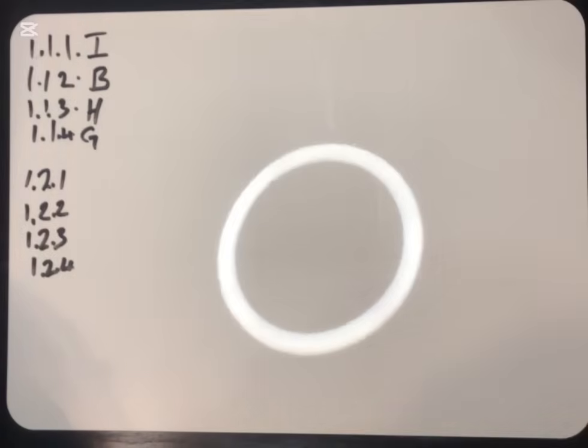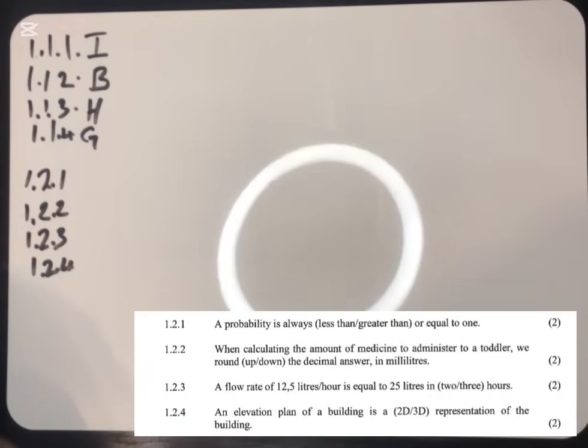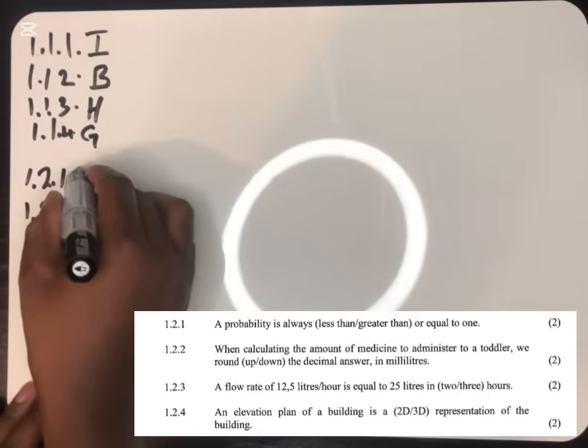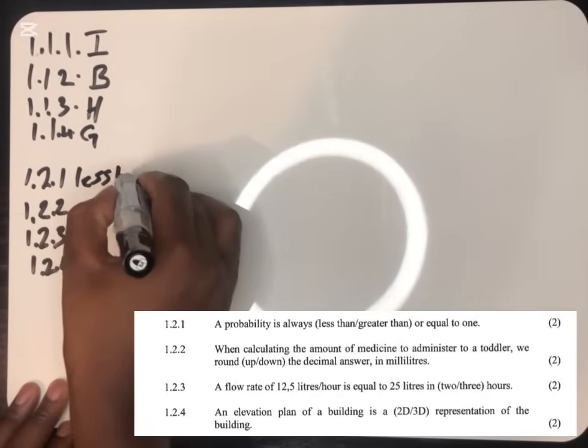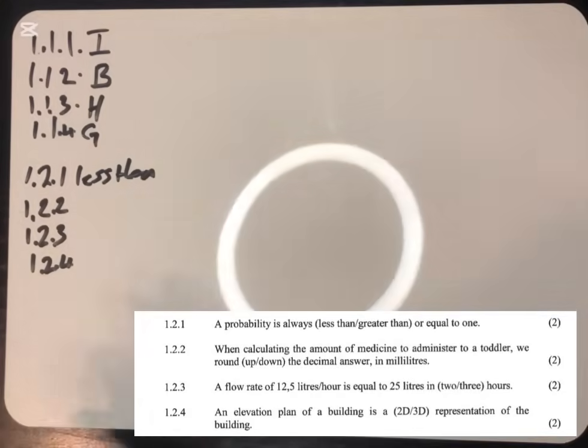So the first one, it says, a probability is always less than or greater than or equals to 1. So what is the answer? Is less than. Probability is always less than or equals to 1. So the correct answer here is less than. Moving to the next question.